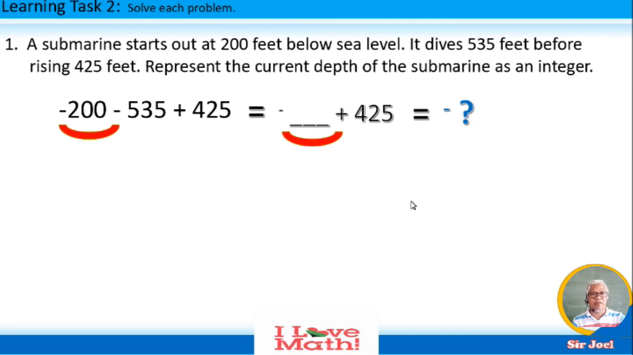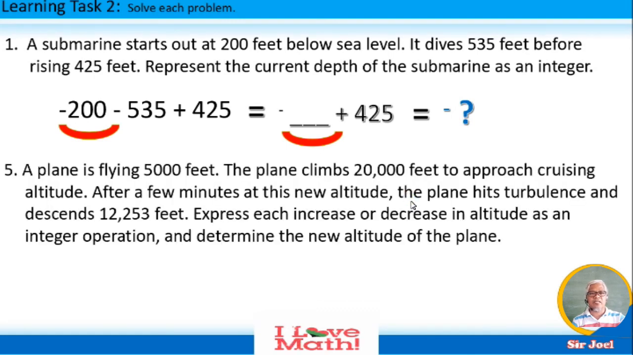Dahil meron na tayong mga previous samples doon sa mga learning task na nauna. And last problem, problem number 2, a plane is flying 5,000 feet. The plane climbs 20,000 feet to approach cruising altitude. After a few minutes at this new altitude, the plane hits turbulence and descends 12,253 feet. Express each increase or decrease in altitude as an integer operation and determine the new altitude of the plane. So, analyze natin. At first, meron kang 5,000 feet flying.